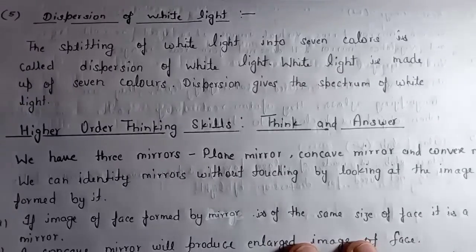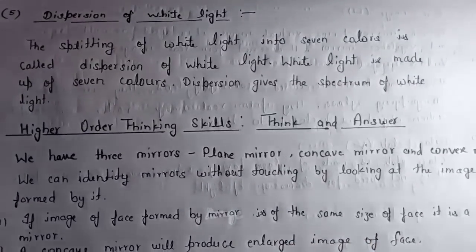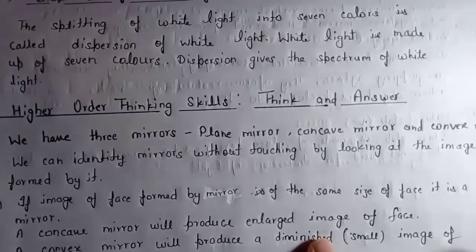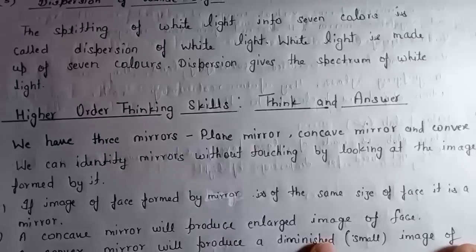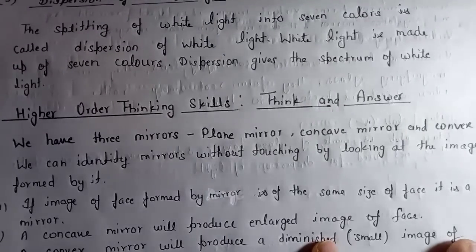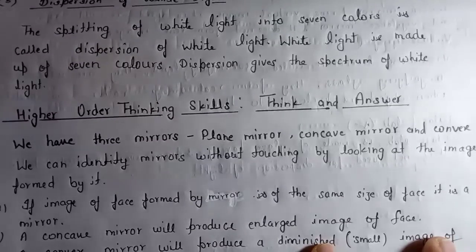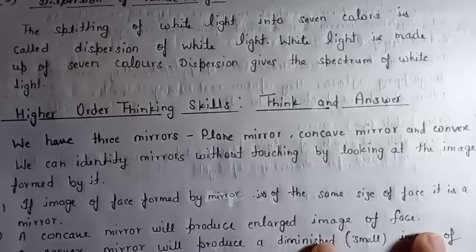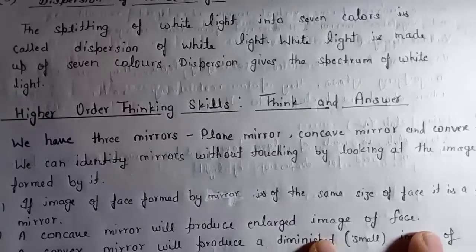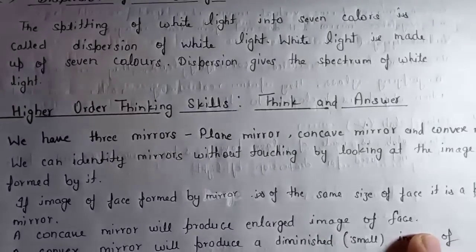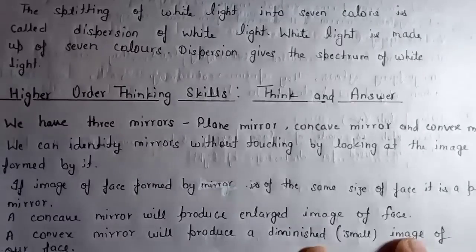In higher order thinking skills, we have the first question. We have a plane mirror, a concave mirror and a convex mirror. When you look at the mirror, you know that a plane mirror forms an image of the same size as the object, so we see our image in the plane mirror of the same size as our face. A concave mirror produces an enlarged image, an image of larger size, so you can recognize the concave mirror too. A convex mirror produces a diminished, very small image. In that way you can recognize the convex mirror too.